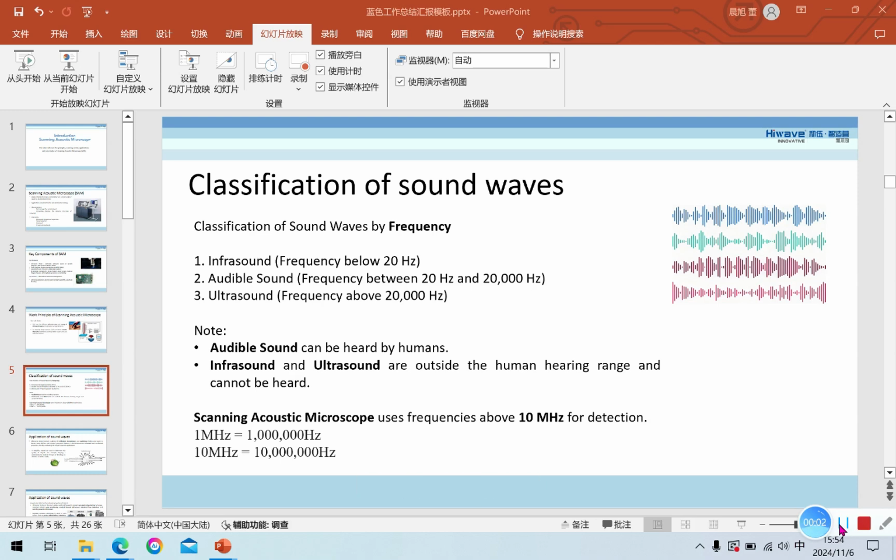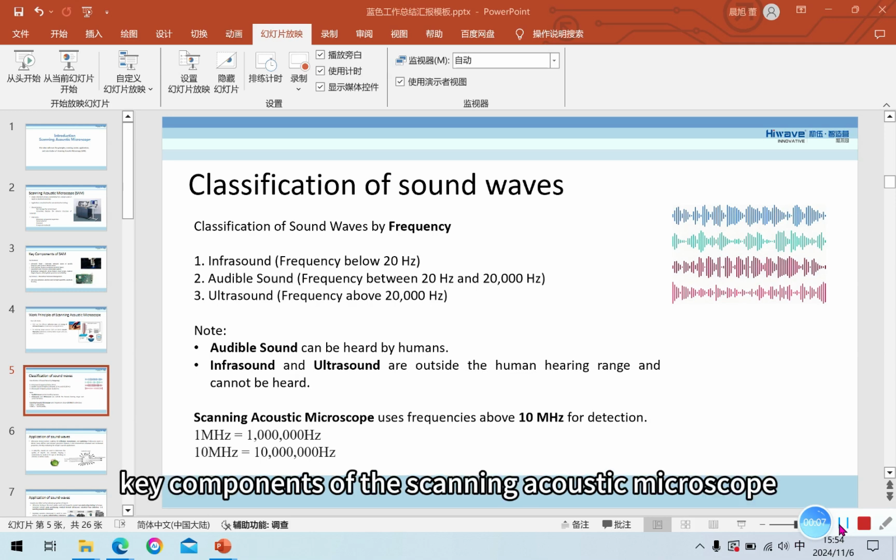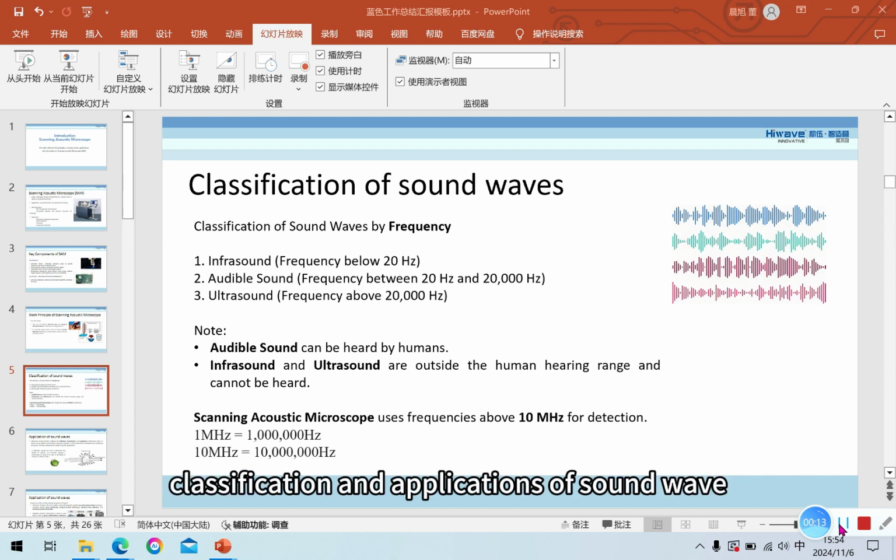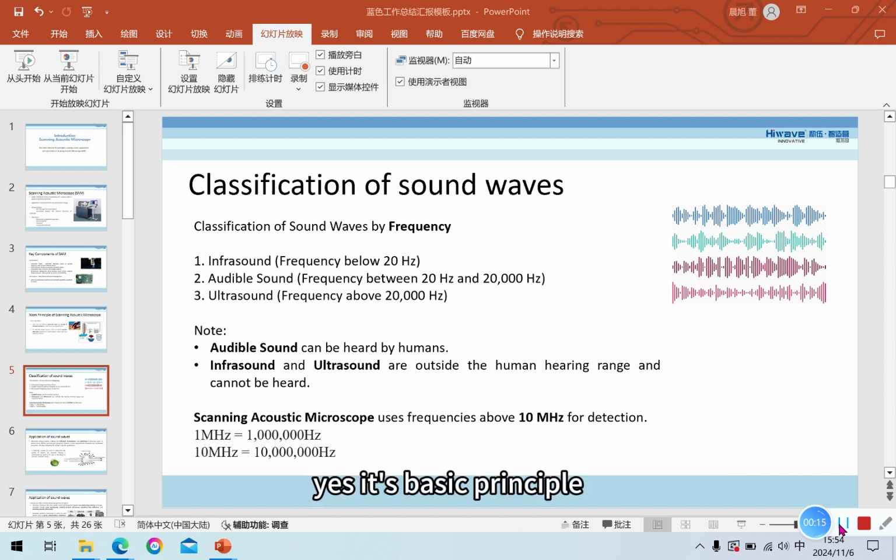Hello everyone. In the last video, we introduced the key components of the scanning acoustic microscope. Today, we will introduce the classification and applications of sound waves. It's a basic principle. Let's start from the classification.